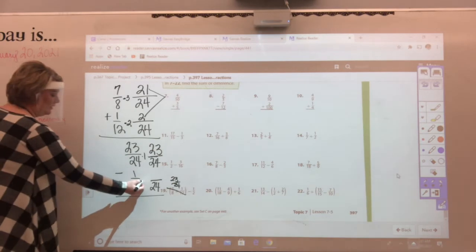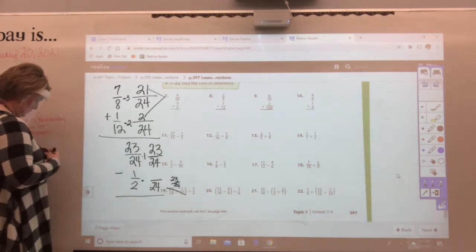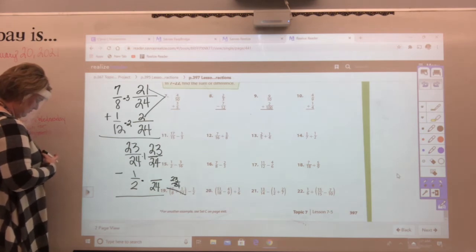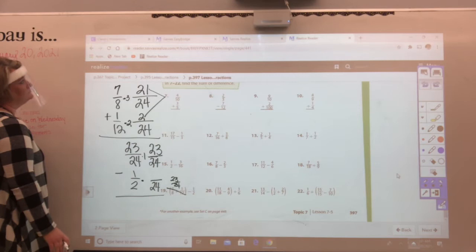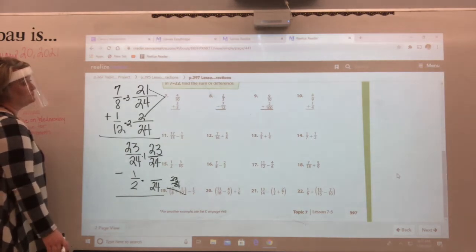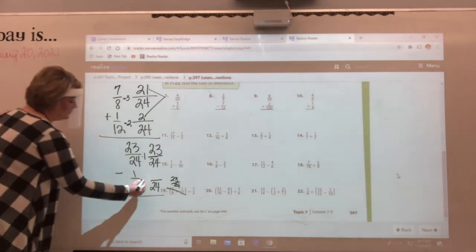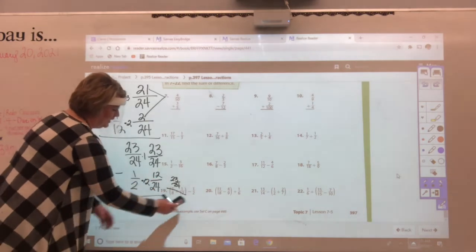Now on the bottom, Kiara, how do you go from 2 to 24? Count by 2s until you get to 24 if you don't know. By 12. So 1 times 12 gets me 12.